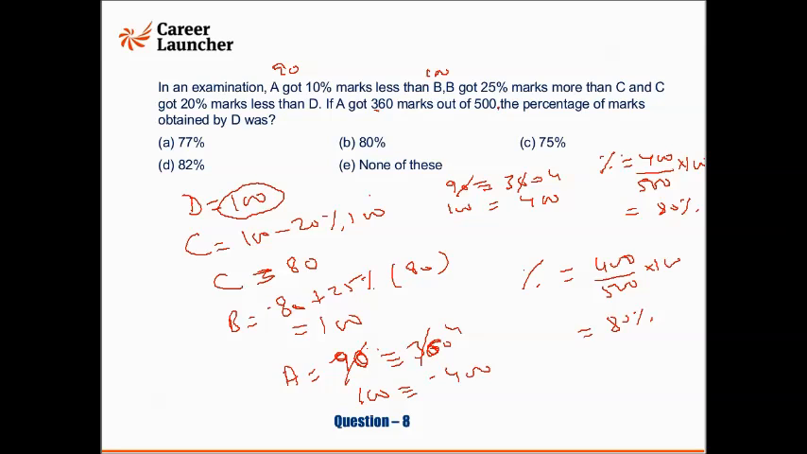Like these 100, C is 20% marks less, that is 80. B got 25% more marks, that is again 100, and A got 10% marks less than B, that is 90. And 90 is equivalent to 360, so 1 is equivalent to 4, and these marks are 100, so these marks will be 400. And for percentage value, that will be 400 divided by 500 into 100. So you will get 80%, B as your answer. Okay.